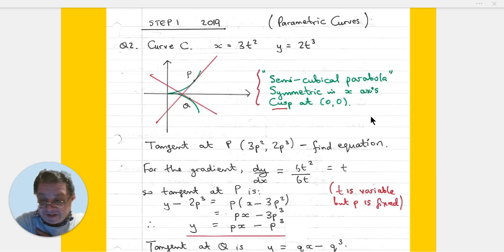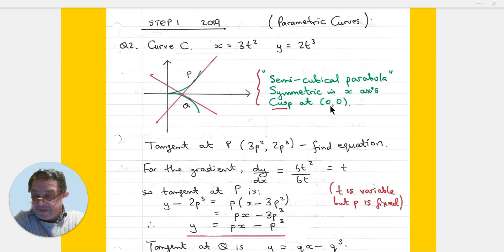Now be careful here to distinguish between t, which is a variable, the parameter in general, and p, which is a fixed point of the parameter. So we don't want to see anything like dy/dp or dx/dp, and we don't want to see the final equation having t in it. STEP examiners can get fussy about things like that.